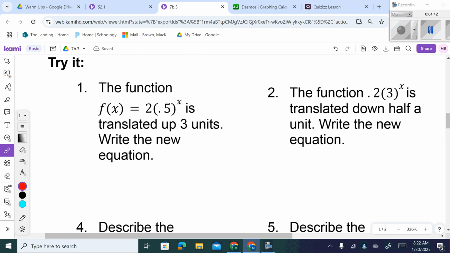Look right here. It gave me this function, and it wants me to write a new function if it's translated up 3. So what do I need to add at the end of this? A plus what? Plus 3. So we're going to rewrite this as f of x equals 2.5 to the x and then plus what? 3. Is that pretty straightforward?